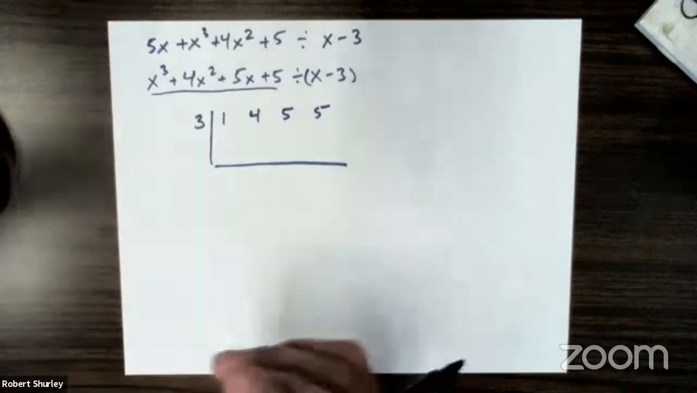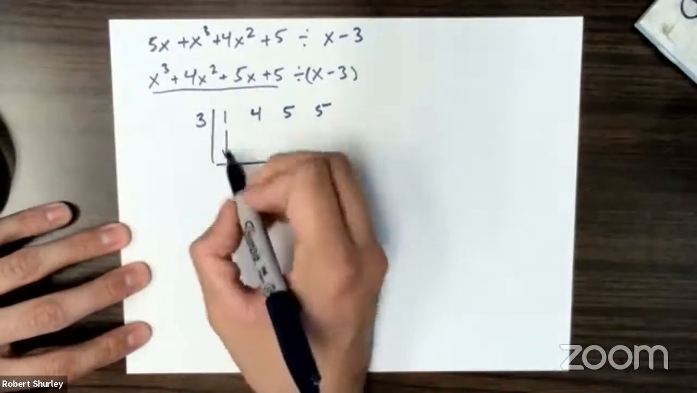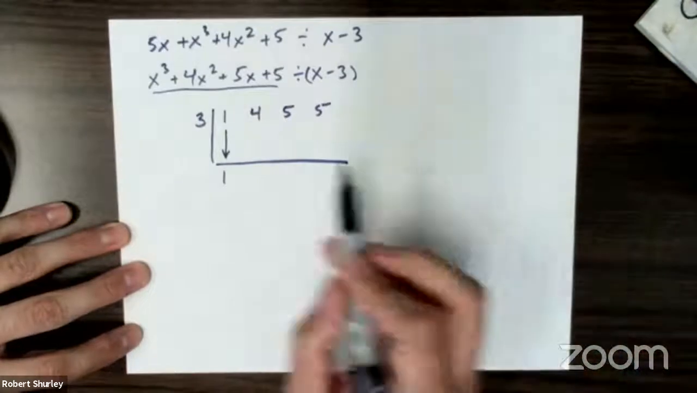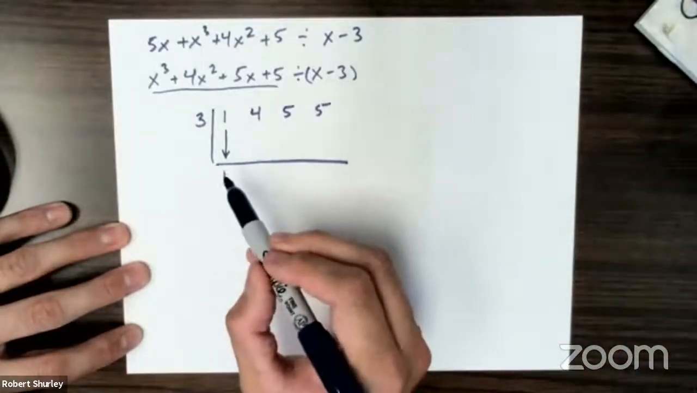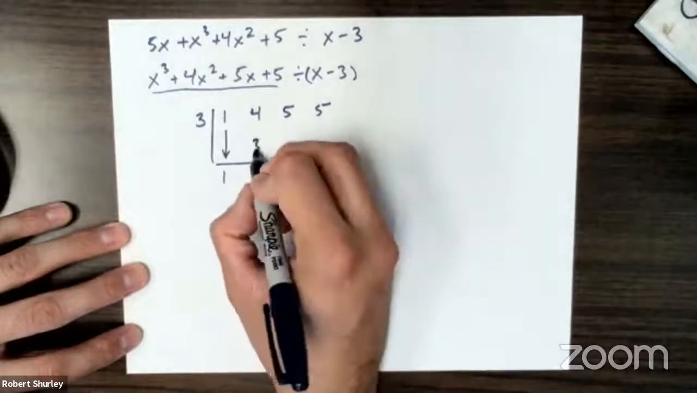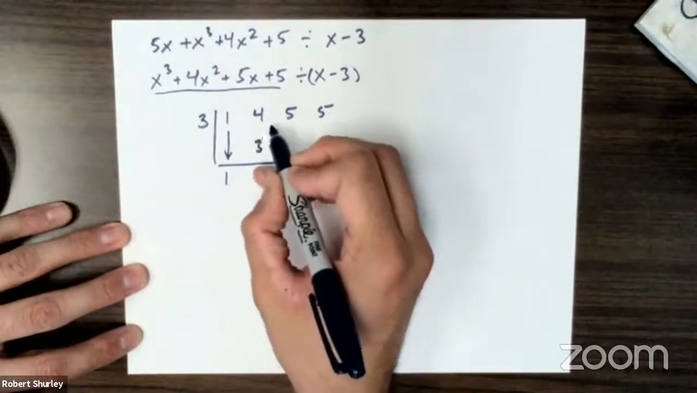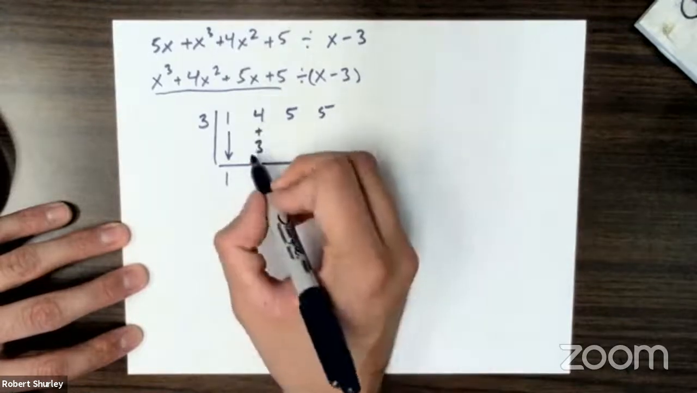Now I've got to just divide it. So I've got to do the operation. So again, no matter what number is there, we're going to bring it straight down. And then once it's under the line, we're going to multiply it by the potential 0. So 1 times 3, 3. Okay. Remember, once it's here, we're going to add vertically. 4 plus 3 is 7.